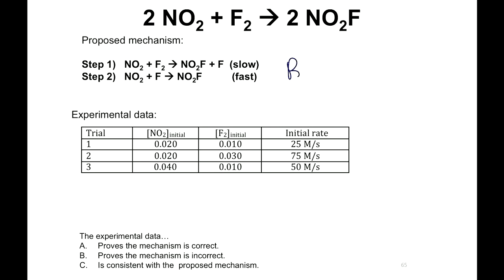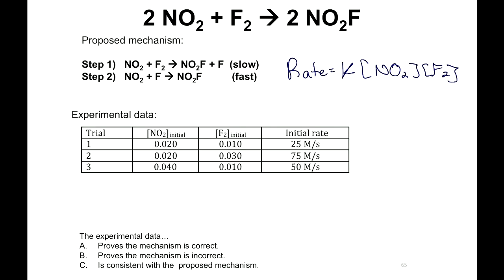Because what makes it easy? The slow step is what? The first step. So the rate for this overall reaction should be K times concentration of NO2 times the concentration of F2. That's it. We don't even have to worry about the second step because it's fast.